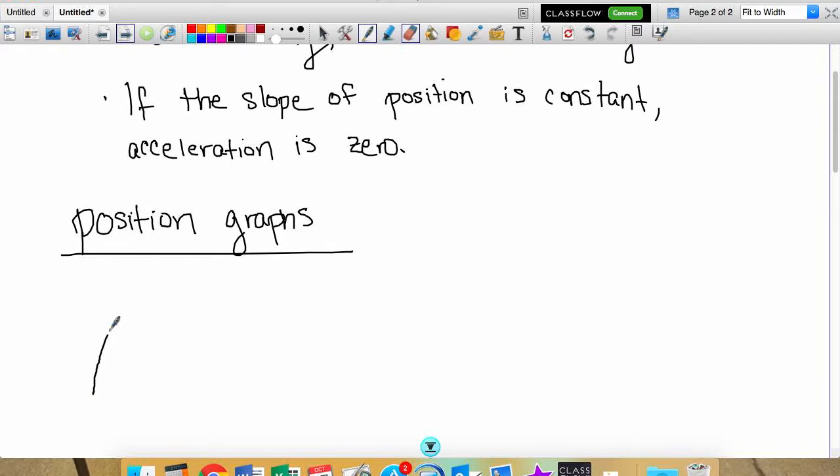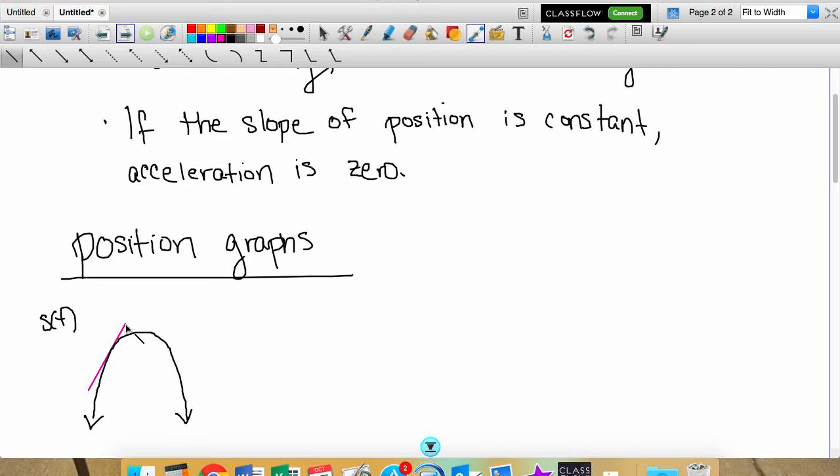So let's consider a parabola that opens downward. If this is our position function, s of t, velocity is represented by the slopes of the tangent. So let's go ahead and sketch in some tangents. Here's a tangent. Here's a tangent. And here's a tangent.